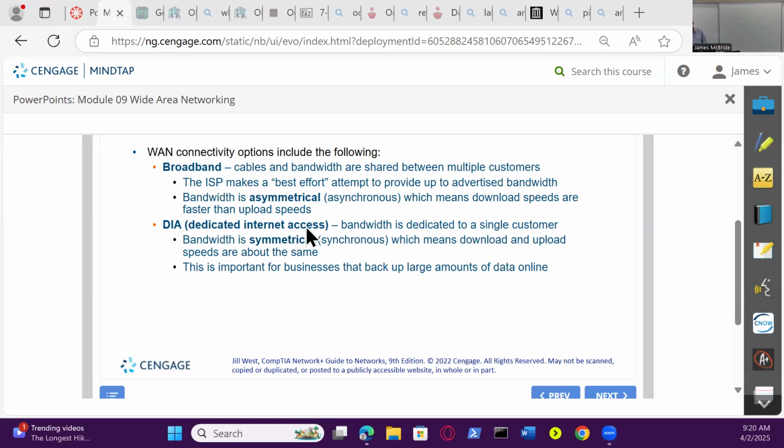Dedicated internet access. Oh yeah, that's what you want. You just can't afford it. Bandwidth is dedicated to a single customer. Bandwidth is symmetrical, which means download and upload speeds are pretty much the same. They'll do their best effort to give you that. This is important for businesses that back up large amounts of data online.